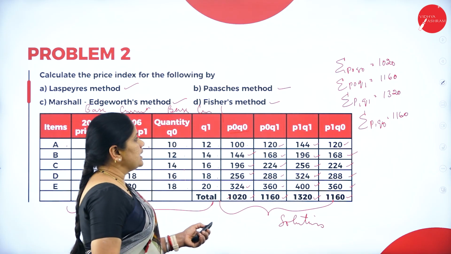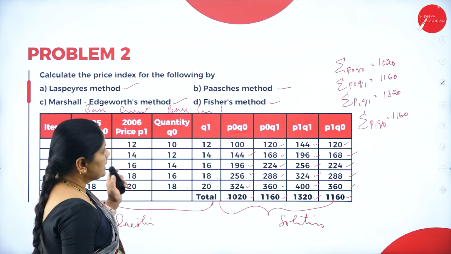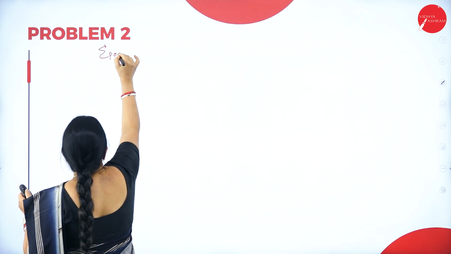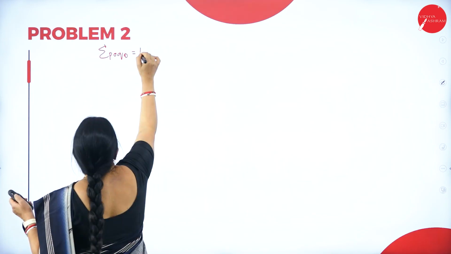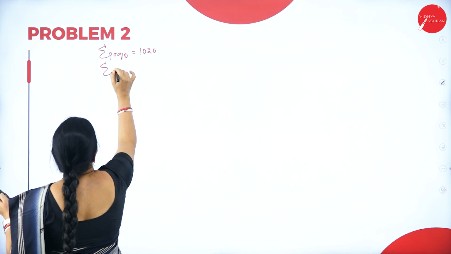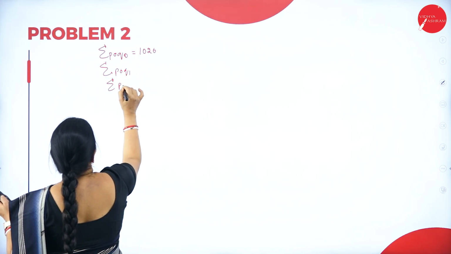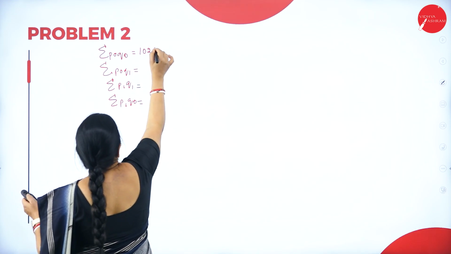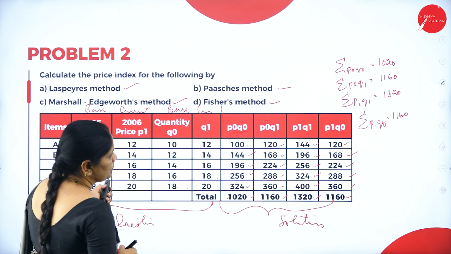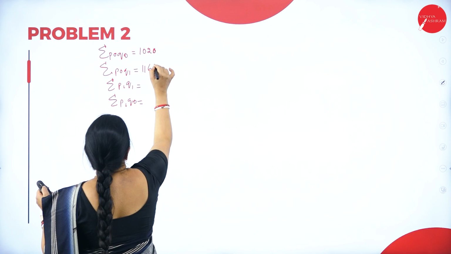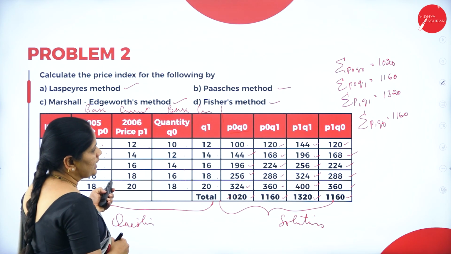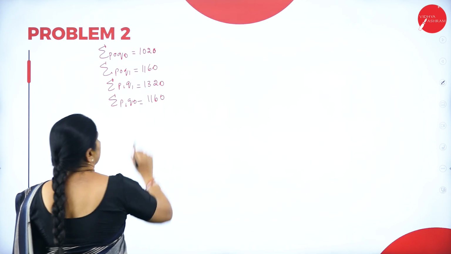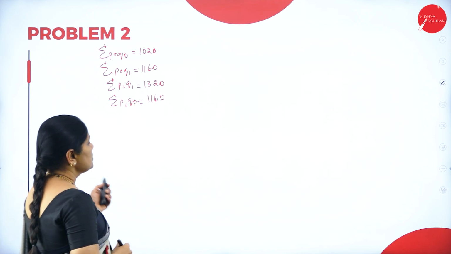Next, we will calculate using the formulas. We have done all the calculations here. Next I will write down all this here. So we have sigma P0Q0 equals 1020. Then sigma P0Q1 is 1160. Sigma P1Q1 is 1320. Sigma P1Q0 is 1160. So we have all the values here.